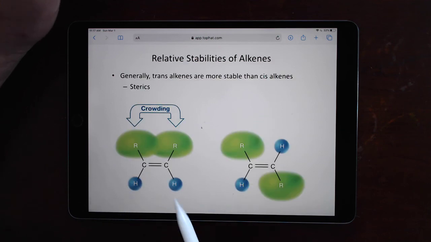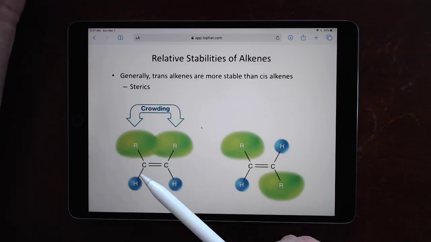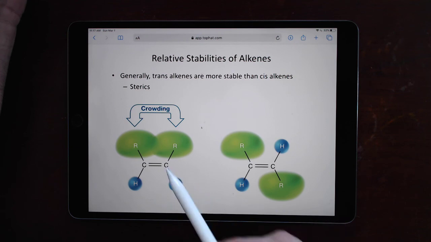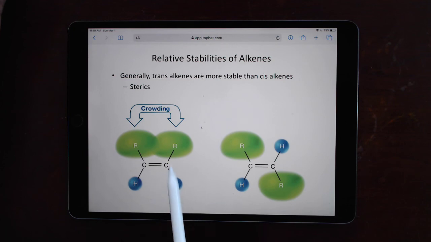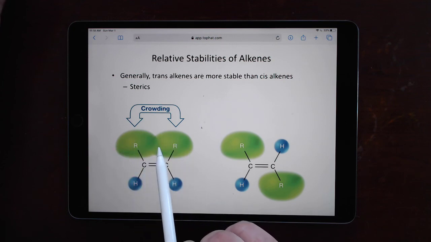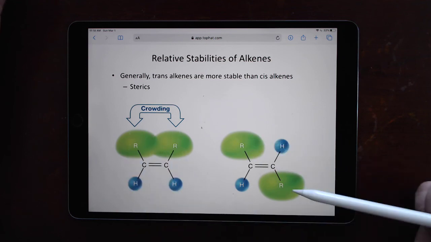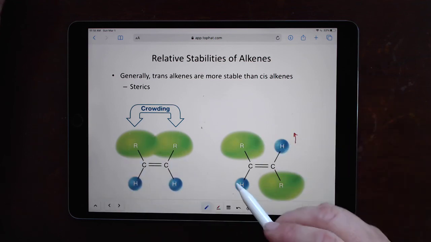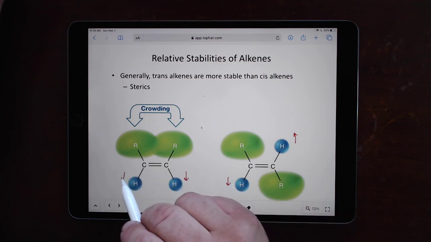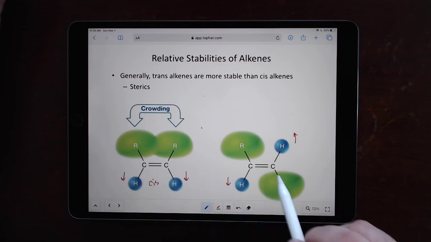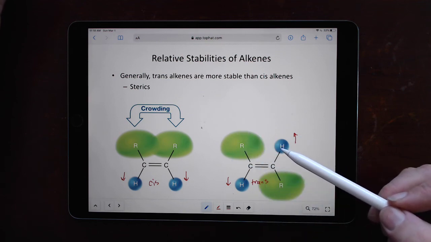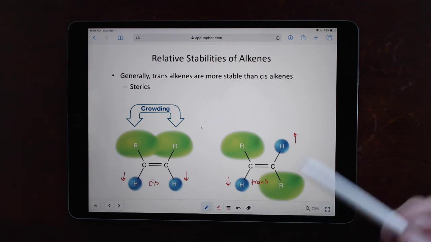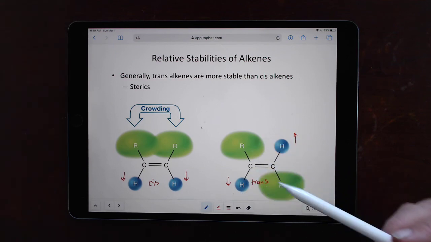Okay? Typically, the trans version is going to be more stable than the cis, because of crowding. It's what's called sterics, right? So hydrogens are really tiny, and so you would have the big groups. If you have the big groups right next to each other, you're going to get crowding. If it's the trans version, because this is up and down, and these are both down, so this is the cis, this is the trans, you're going to have big group next to little tiny hydrogen, big group next to teeny tiny hydrogen. So this is going to be more stable.